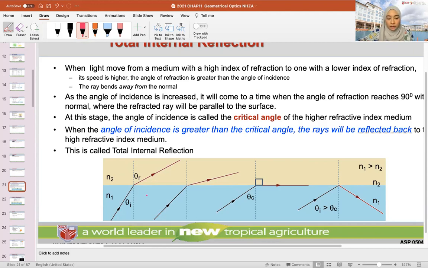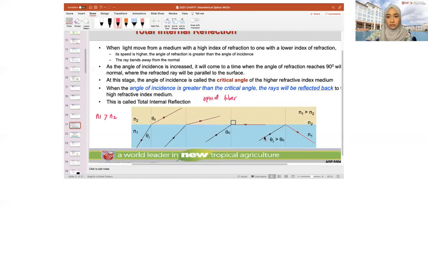So here we have two types of medium, and for total internal reflection to happen, N1 must be greater than N2. For example, if you know what an optical fiber is, let me write it down. Optical fiber, let's Google it if you don't know.